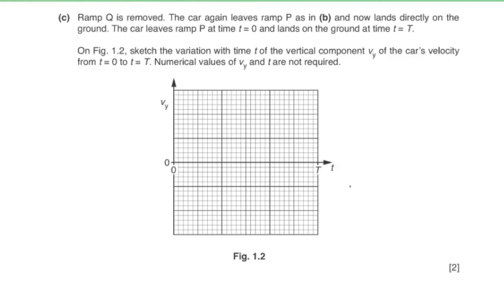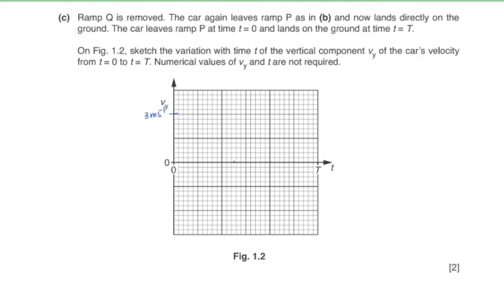Let's first discuss the part where the car leaves ramp P and rises up in air until its final velocity reaches 0 meters per second. It starts with 3 meters per second. So let's suppose I take 3 meters per second over here.